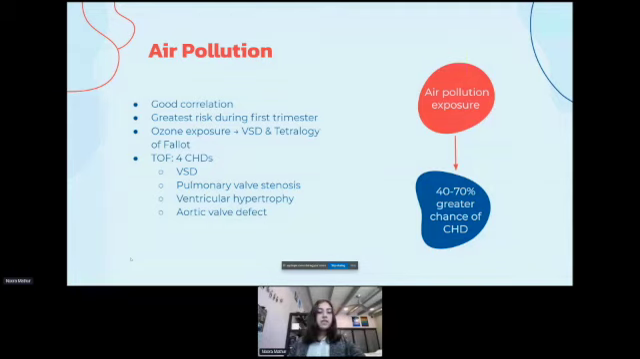The first is VSD, the ventricular defect described earlier. The second is pulmonary valve stenosis, in which the pulmonary valve does not open and close properly. This interferes with oxygen delivery because this valve takes the blood to the lungs to be oxygenated.